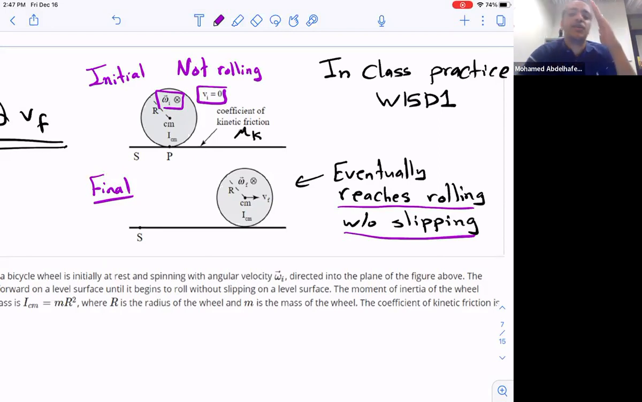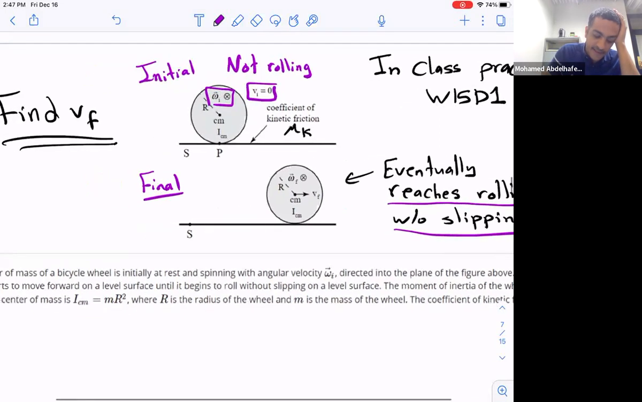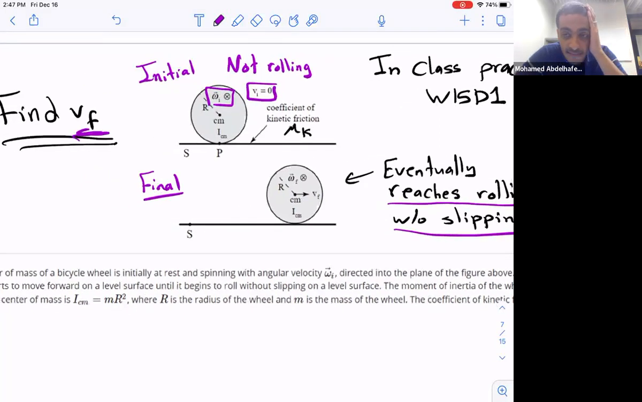In the final situation, you're rolling without slipping, and the question is asking what is the final velocity at the end. So again, this is a different context. The problem we did was pulleys. This is not pulleys, but we're still thinking the same thing. Am I doing dynamics or am I doing conservation laws? That's the first question that comes to your mind. What determines that? What the question wants. The question wants the final speed. Final speed is not necessarily a dynamical quantity.